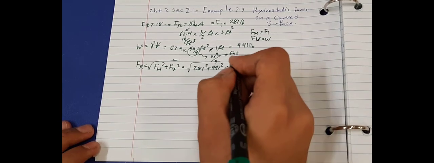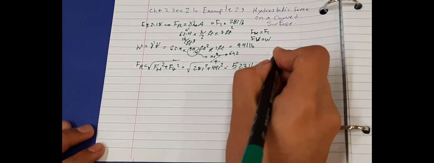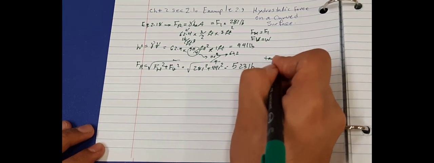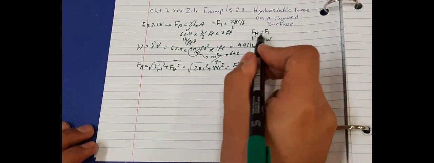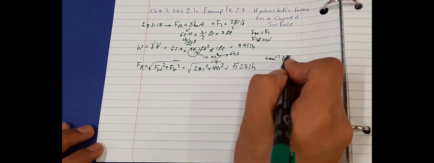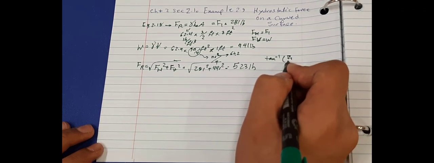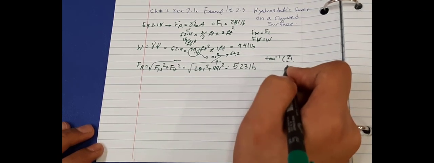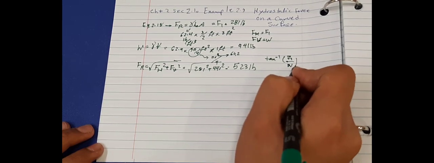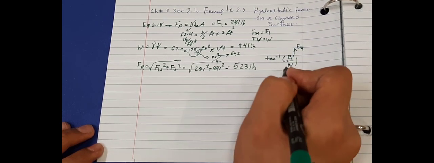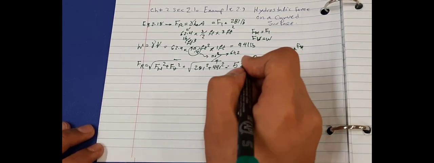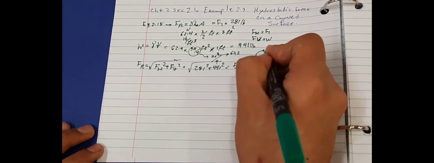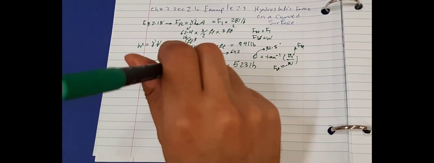It's going to be 523 pounds. The direction is the tangent inverse of the horizontal magnitude F1 divided by the vertical one, the weight. This is FH, this is FV. The theta is going to be equal to 32.5.